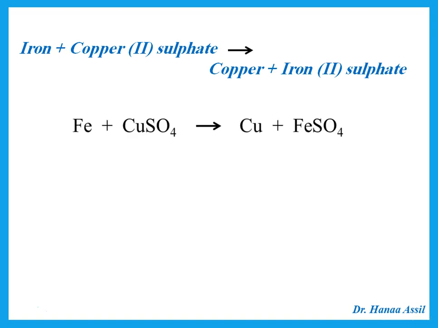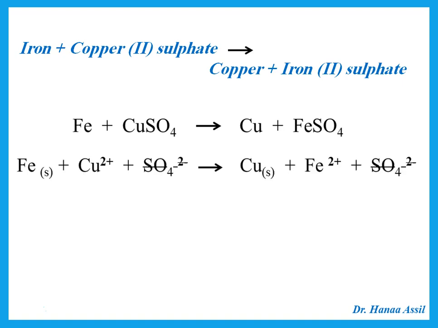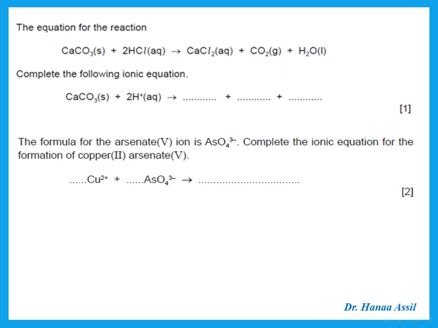Iron, of course, is a solid. Copper sulfate is aqueous to give copper metal, which is a solid, plus iron 2 sulfate, and you will realize that the copper sulfate will be ionized, the iron 2 sulfate will be ionized. What is the same on both sides of the arrow is the sulfate ions, and this will be your net ionic equation. Are we okay with all of this?